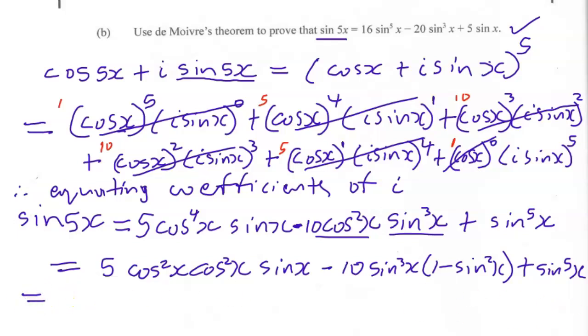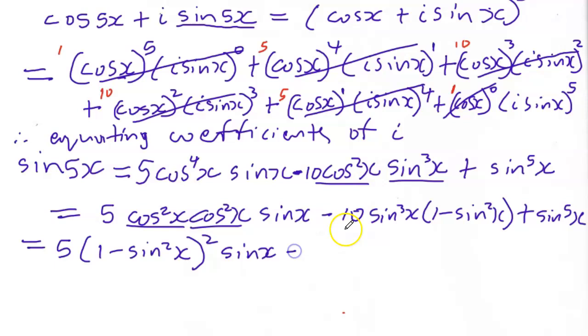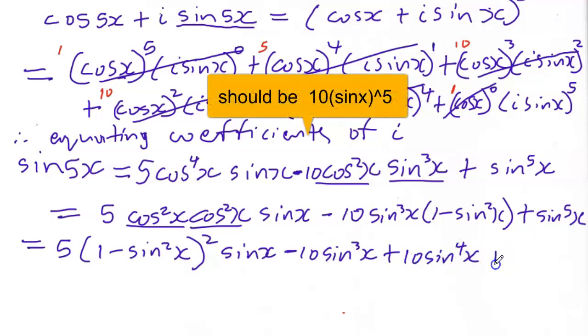Alright, so we know cos square is 1 minus sine square. So cos square times cos square, that's 1 minus sine square x times itself. And we have sine x outside. And here we can distribute this minus 10 to each term in the bracket. So we end up with minus 10 sine cube x plus 10 sine to the 4th power x plus sine to the 5th power x.